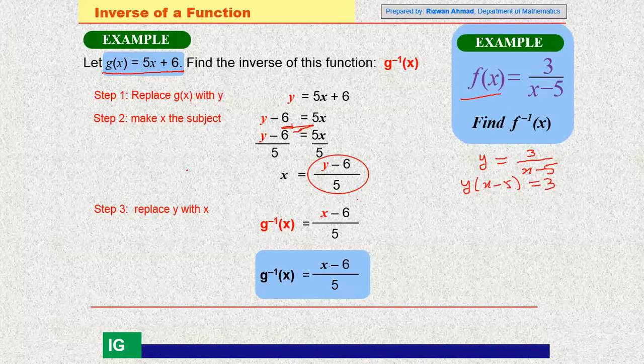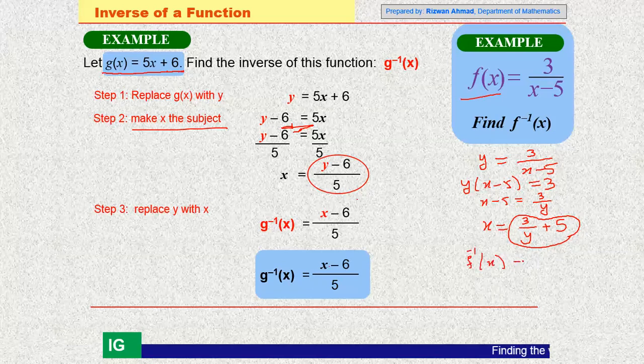Now our purpose is to make x the subject. So we will take this y to the other side. So x minus 5 is equal to 3 over y, and then x will be equal to 3 over y plus 5. So now this is actually the inverse of the function. So we'll say f inverse of x is equal to, but before that we will change this y to x. So it will be 3 over x plus 5. So this is the result, that the inverse function is this.